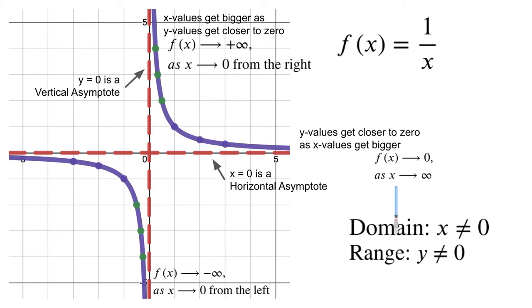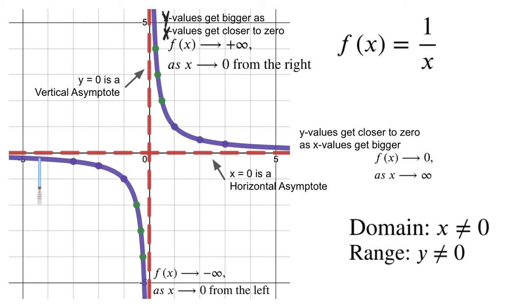We would say that with this notation, f of x goes towards 0 as x goes towards infinity. I just noticed a little mistake up there. Anyways, the other thing that you will notice is that as my x values get closer and closer to 0, my y values get bigger and bigger and bigger. My y values go towards positive infinity.